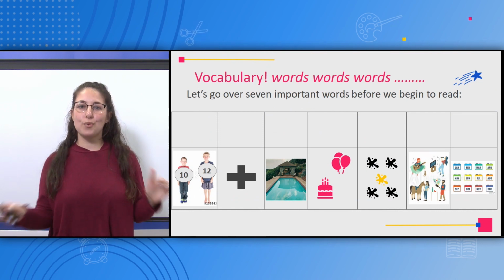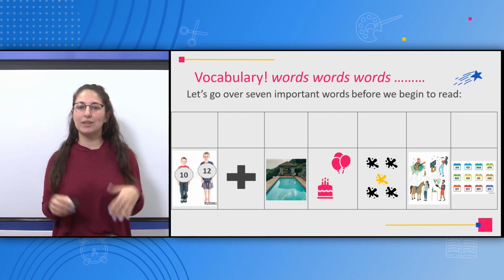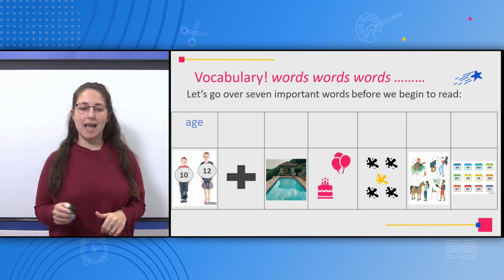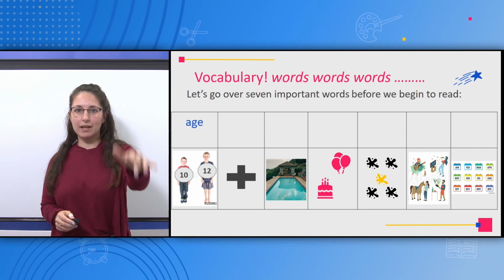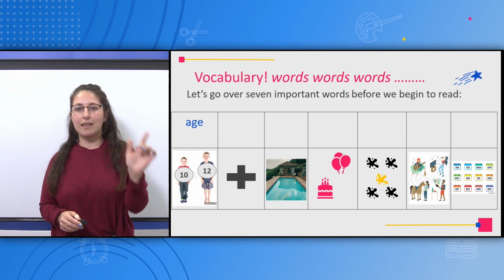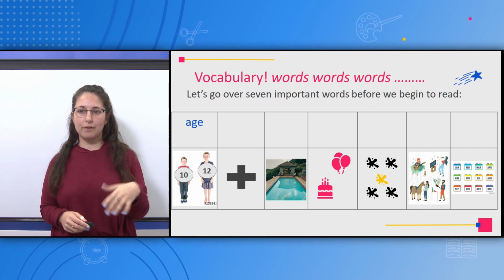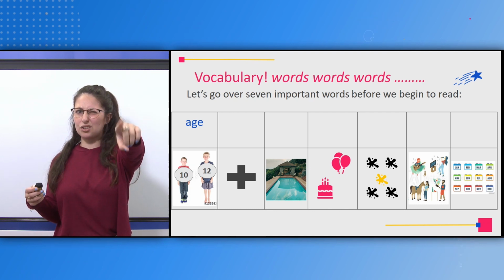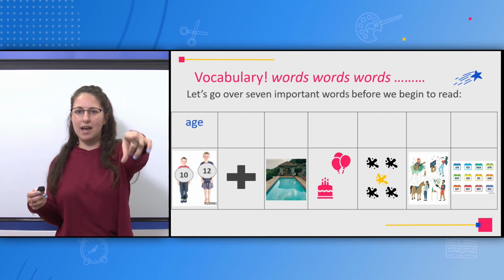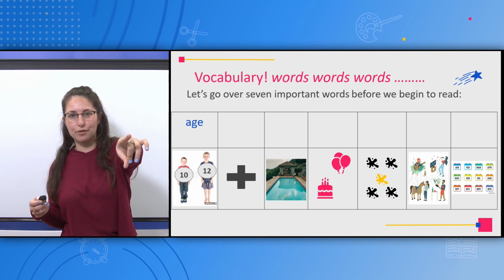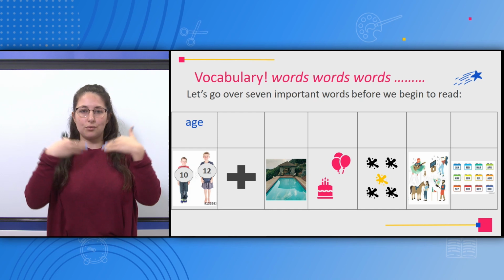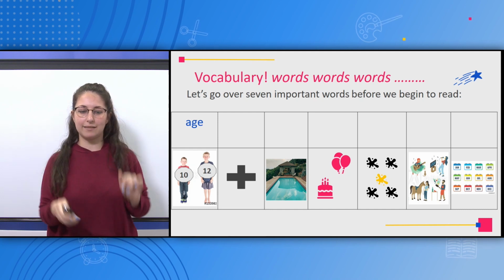So, before we begin, I want to show you some words that you need to know. First word is age. This boy, his age is 10, and the other one is 12. Age is how old are you? Your age should be 10 or 9 if you're in fourth grade. My age is 26.